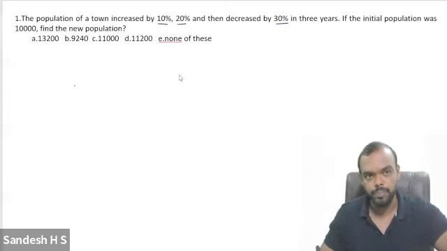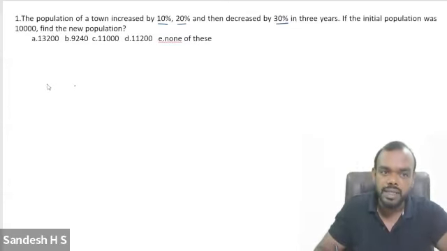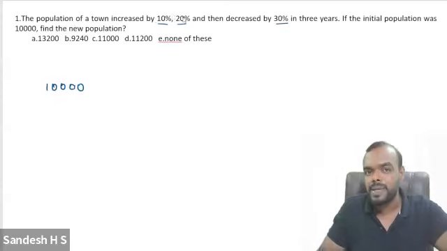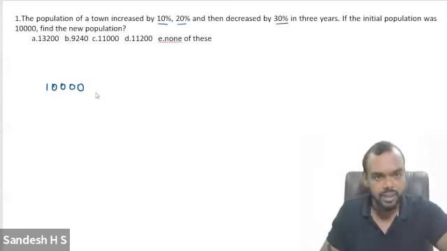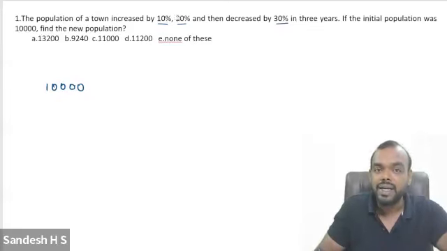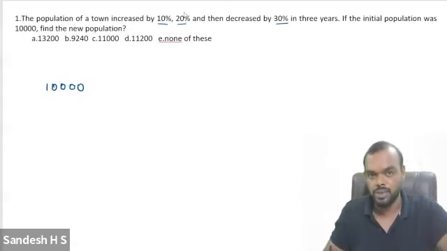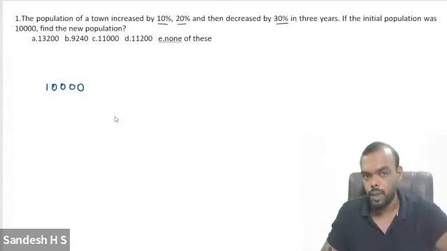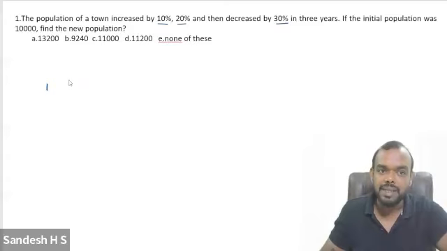Understand the question. The population of a town is 10,000, guys. It is increased by 10%, 20%, and decreased by 30% in 3 years. If the initial population is 10,000, find the new population. That's the question. So we have to find what is the new population after increasing it by 10% and 20% and then decreasing it by 30%. I'll give you multiple methods to solve this.